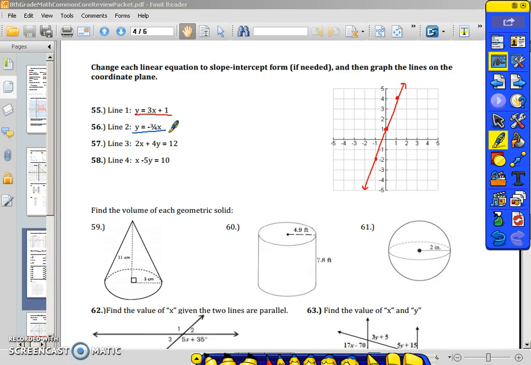Y equals -3/4 x. There is no y-intercept at the end, so we start at 0. -3/4, go down 3, to the right 4, up 3, to the left 4, so that we can extend all the way through the graph.